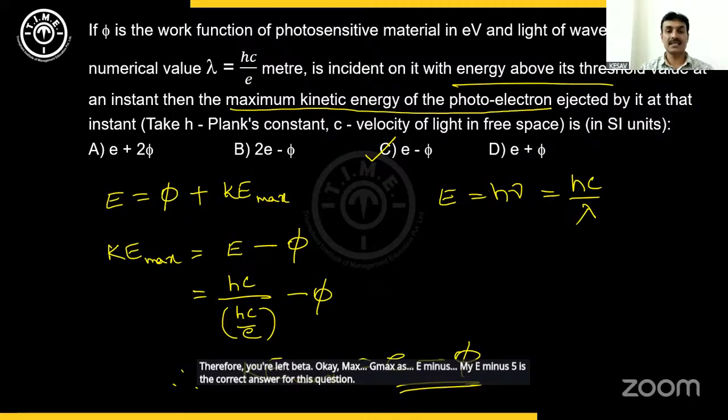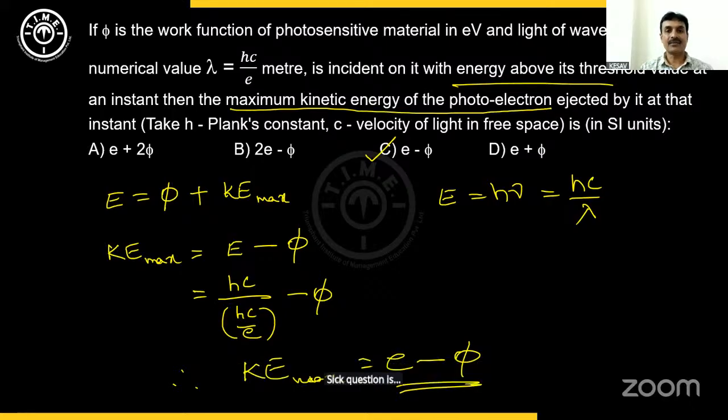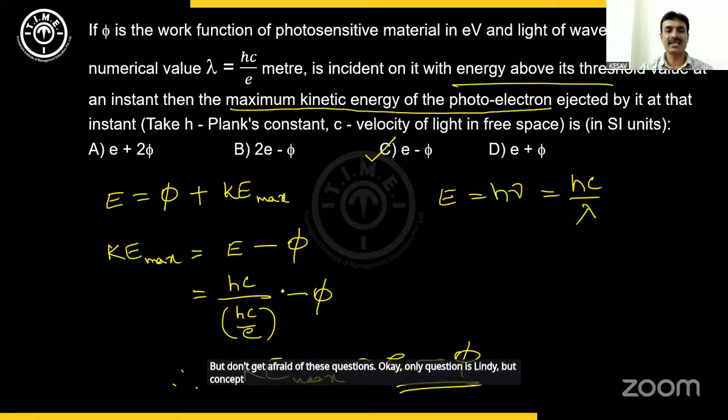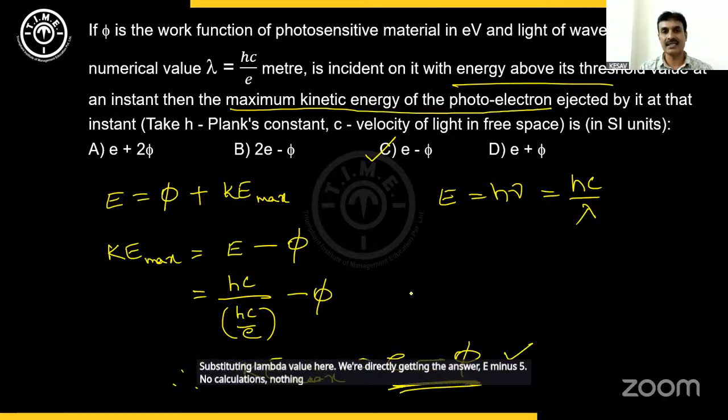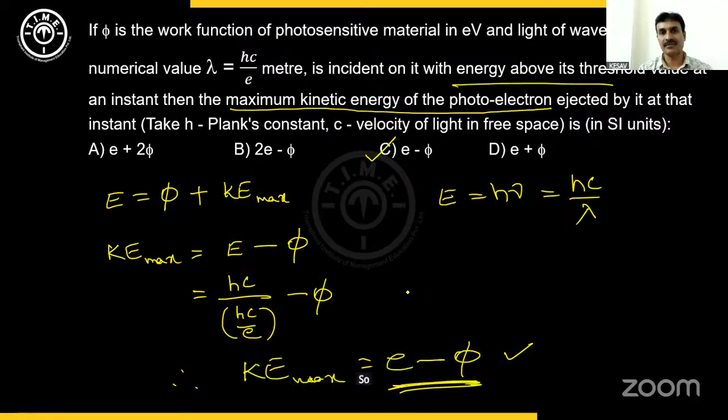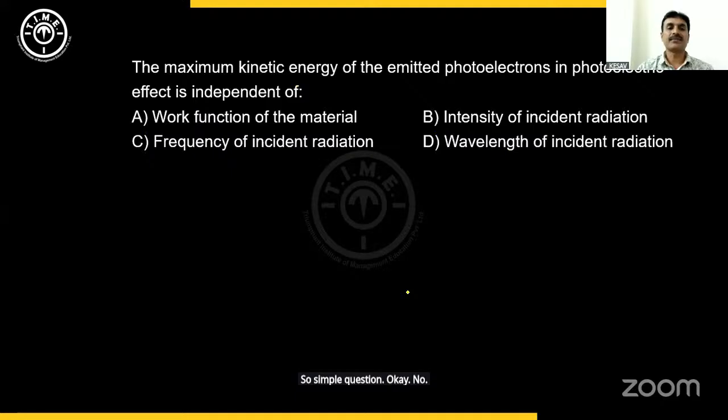See, question is lengthy, no doubt. But don't get afraid of these questions. Okay, only question is lengthy. But its concept and solution, see, very simple. Its Ke max is E minus phi, is Hc by lambda. Substituting lambda value here, we're directly getting the answer. E minus phi, no calculations, nothing are involved in this. So simple question.